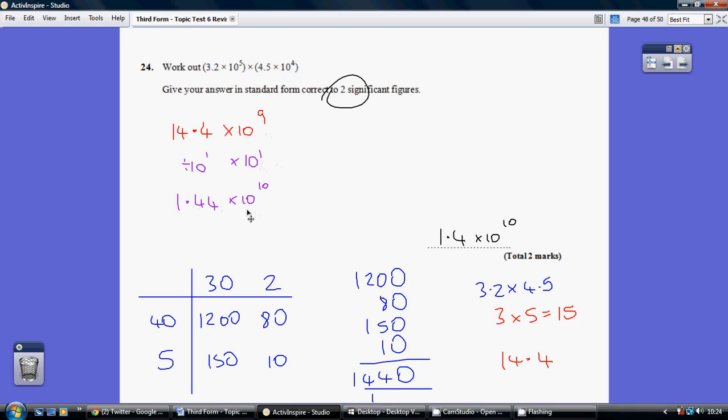So this would normally be our final answer. But on this occasion, just take care. It does say 2 sig figs. So they don't want 3 digits here. They only want 2 digits. So that's 1.4 times 10 to the 10.